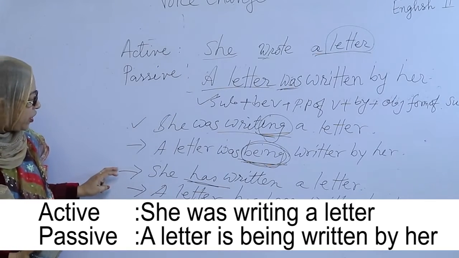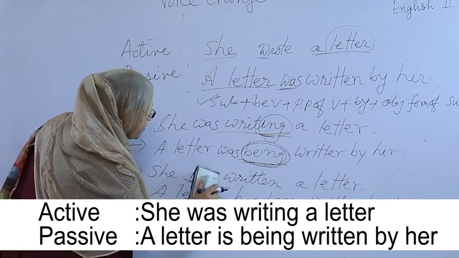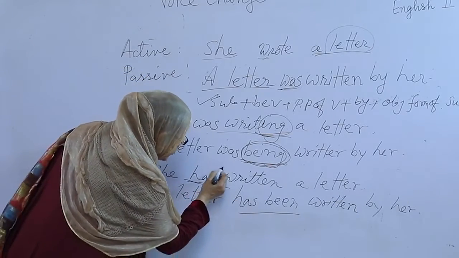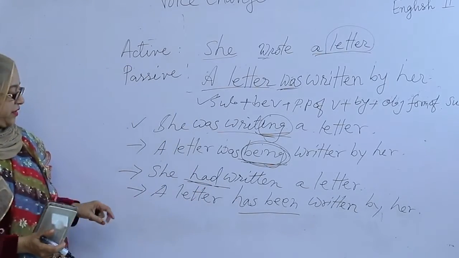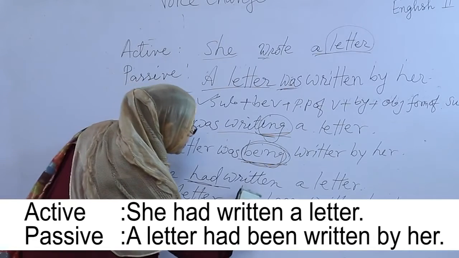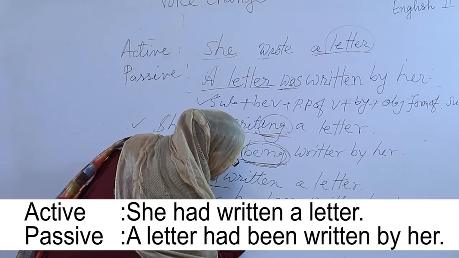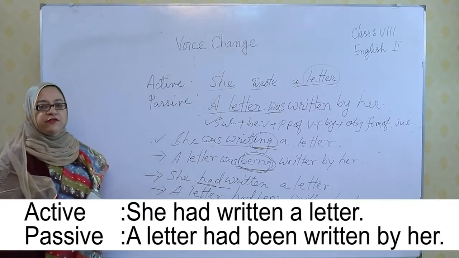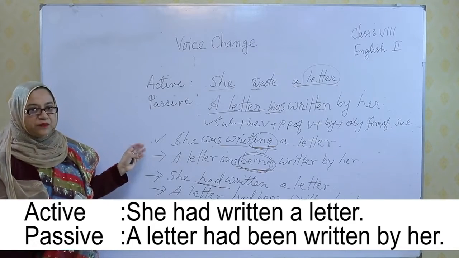And then the perfect form, past perfect: she had written a letter. When we turn it into passive, we only change a letter had been. So, it is easy, very easy if you concentrate on it.